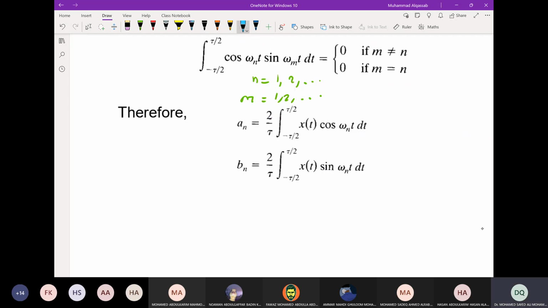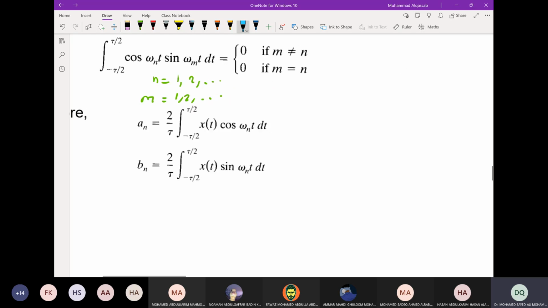That an is equal to 2 over tau, integration from 0 to tau, if you want to change the limits, of x of t cosine omega nt dt. So as simple as that, using the properties of sine and cosine, you can have two equations that can be used to evaluate the constants.